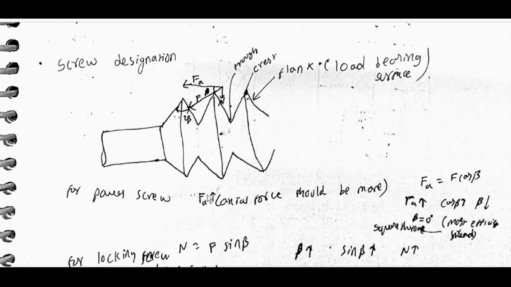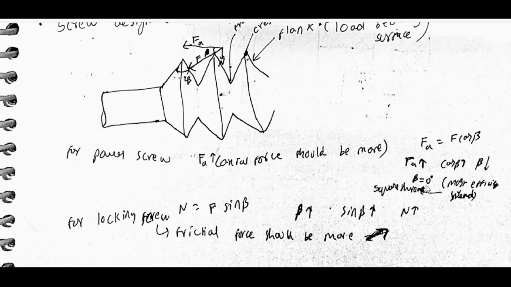For a power screw, Fa increases, coaxial force should be more. Fa is equal to F cos beta. Fa increases, cos beta increases, beta decreases. Beta is equal to 0 degrees, most efficient thread, square thread.